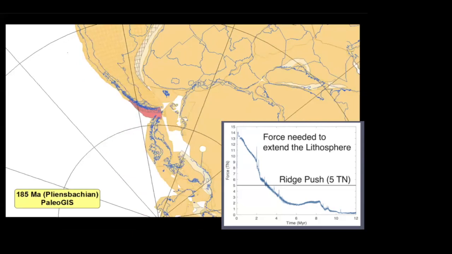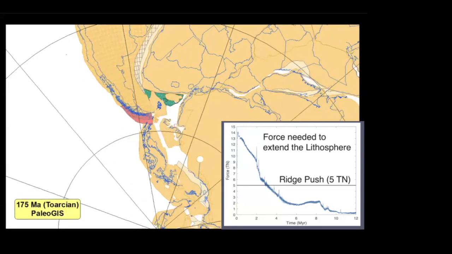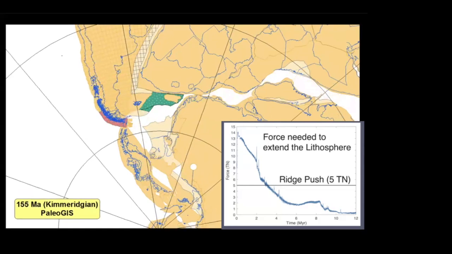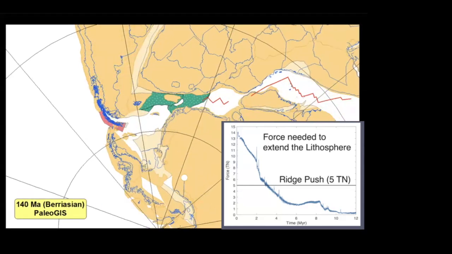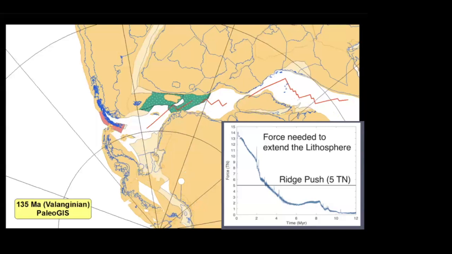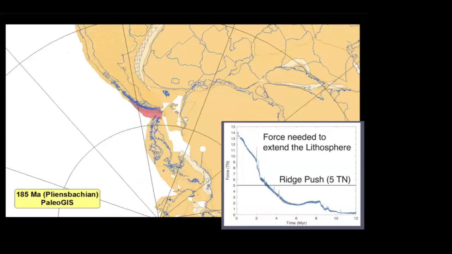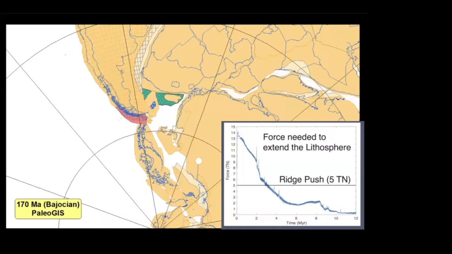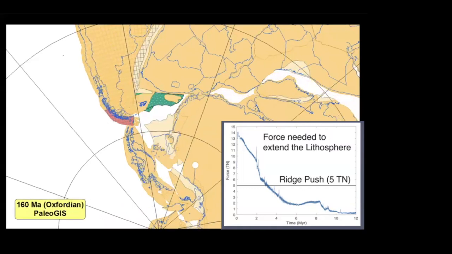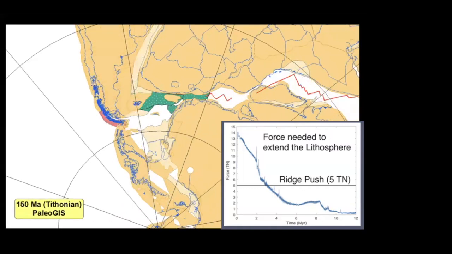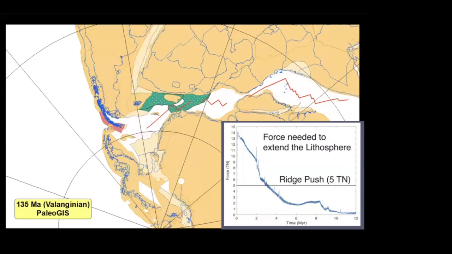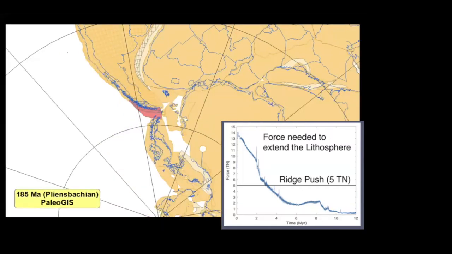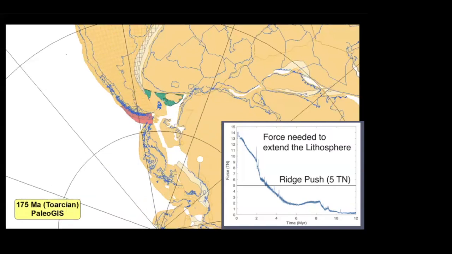And then compare that to what you would get from just classical ridge push. And what you get is that during the early stages, you need some extra force in order to actually break apart and start that continental rifting process. But once it gets going, it can propagate itself. And that means that if you already have a rifted area, it could propagate along the rift tip to adjacent areas. What that means is that, okay, so for supercontinental propagation, you need an initial push.